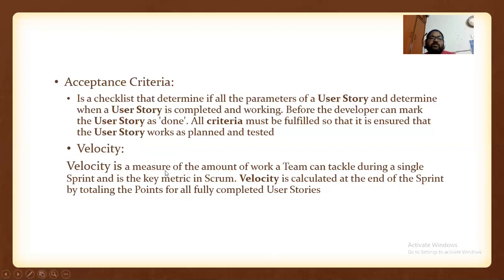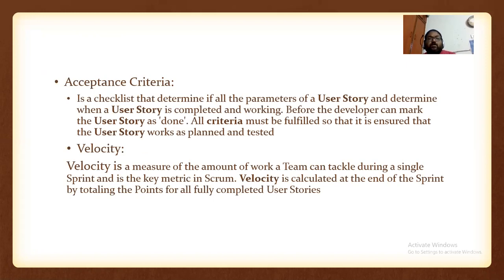Velocity. Velocity is a measure of the amount of work a team can tackle during a single sprint. So what is the velocity they are going to give for this? So 5, 8, 3. Like this they are going to say that. That means they are going to say that 3 user stories I can handle in this current sprint. This is my sprint. So one tester said that 5 user stories we can handle. So another developer said that we can go for 8 user stories we can develop in the current sprint.